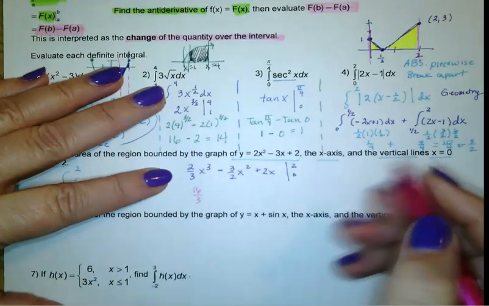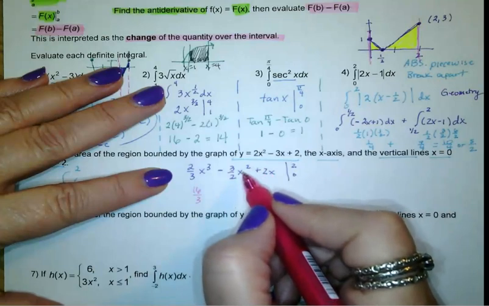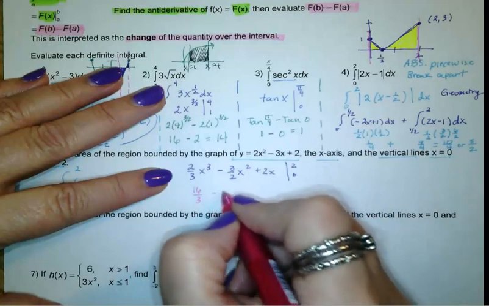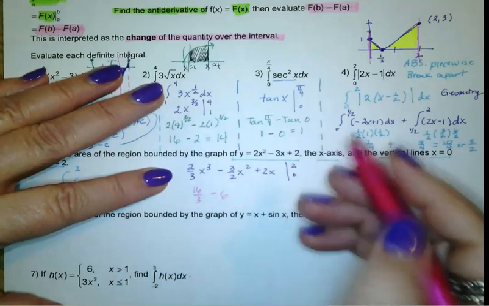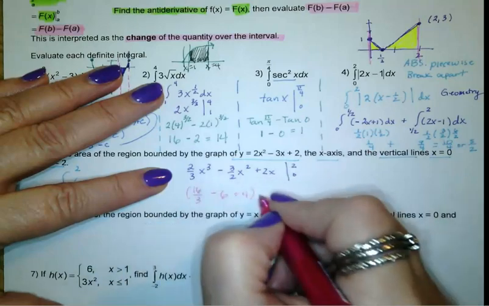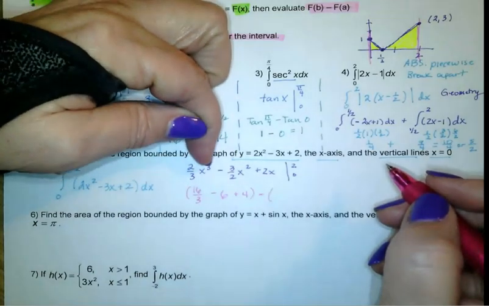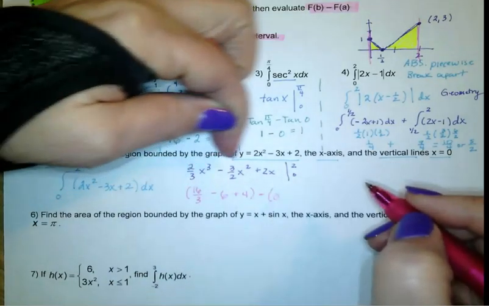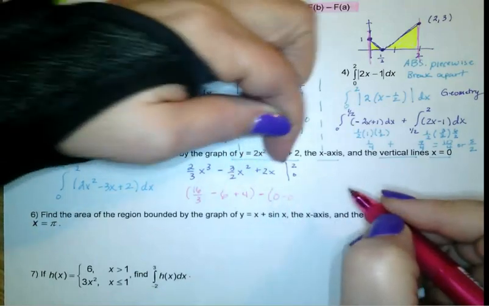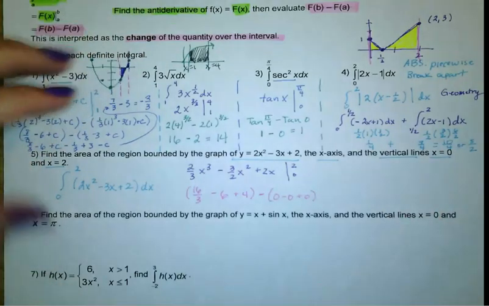And then we're going to put the 2 in here. 2 squared is 4, and negative 3/2 times 4 is going to be minus 6. And then 2 in here, 2 times 2 is 4. And so that's my upper bound. And then I'm going to subtract. I'm going to evaluate again with the lower bound. So if I put a 0 in here, that zeroes out. If I put a 0 in here, that zeroes out. And if I put a 0 in here, that zeroes out. And so that's my lower bound.